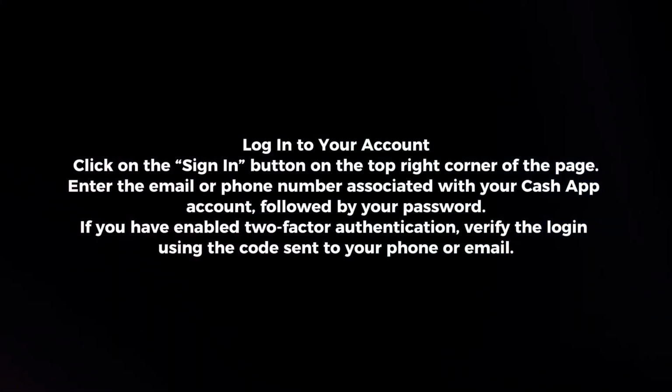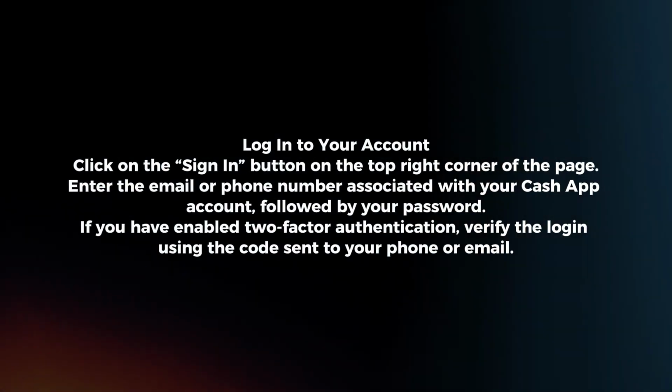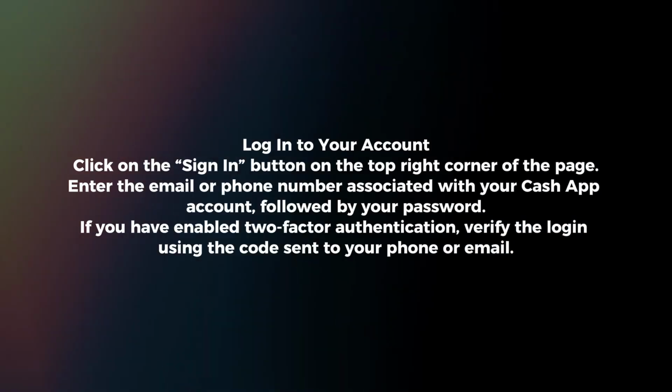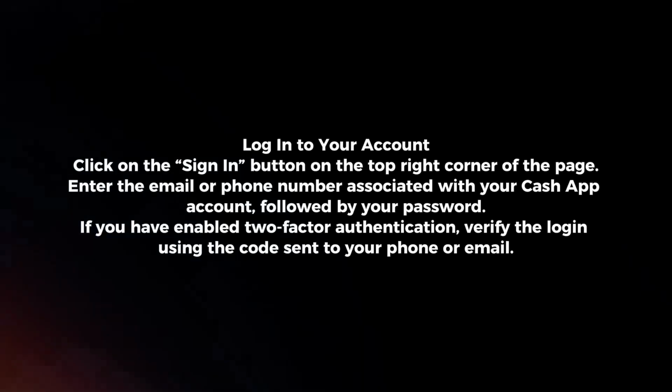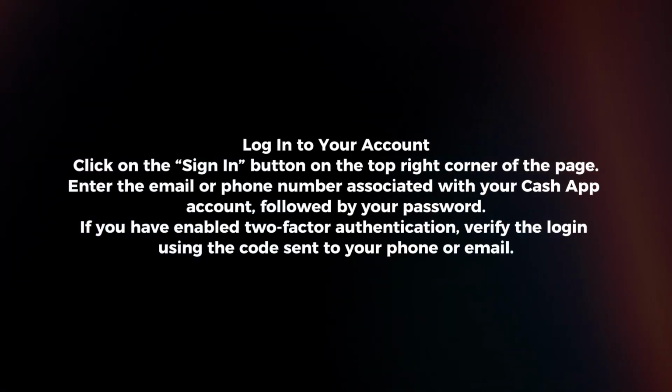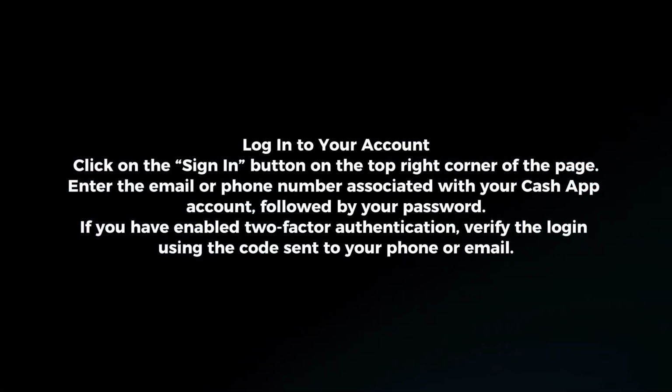Log into your account. Click on the Sign In button on the top right corner of the page. Enter the email or phone number associated with your Cash App account, followed by your password. If you have enabled two-factor authentication, verify the login using the code sent to your phone or email.